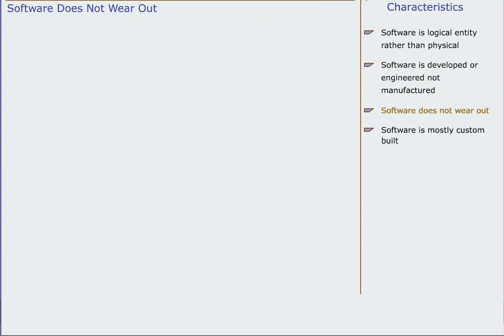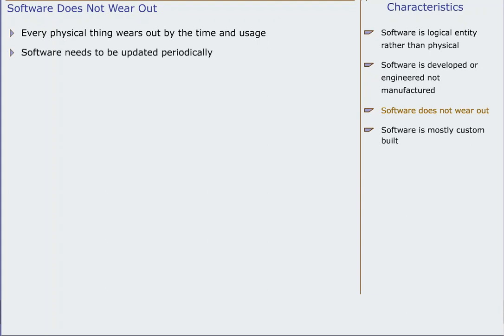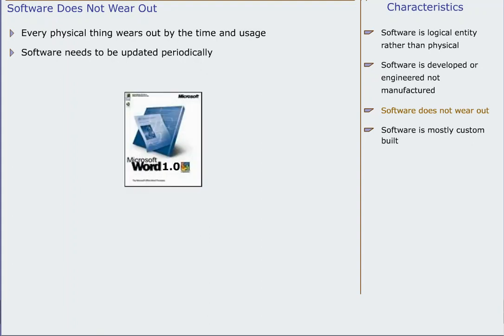Software does not wear out. This is another characteristic that highlights the logical nature of software. Every physical thing wears out by time and usage. Software needs to be updated periodically, not because it is worn out, but because the larger system in which it is used has changed. For example, MS Word 1 may not work properly with Windows 2000. As the environment in which the software is used changes, software needs to be upgraded so that it is compatible and functions properly.